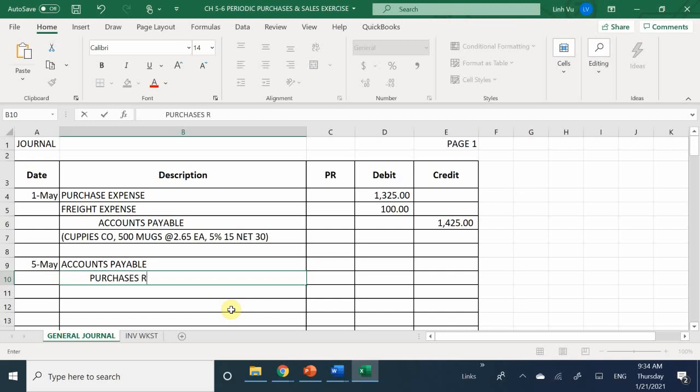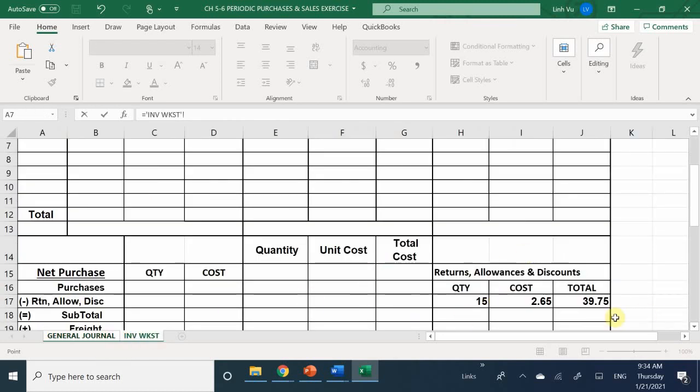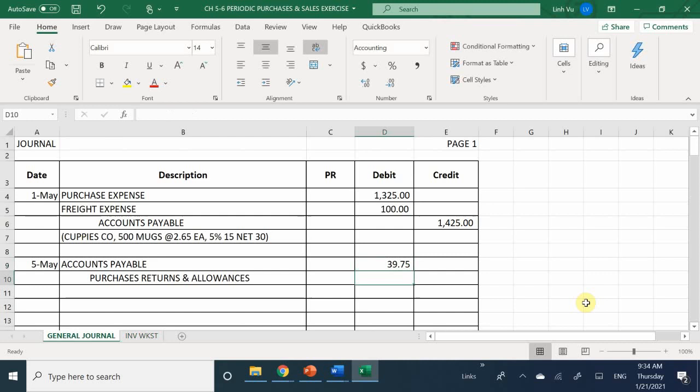Remember, a purchase returns and allowances is a contra account. If this is a contra account, what do we know? It's supposed to decrease our main account, which is our purchase expense. So in this case, it needs to flow in the opposite direction. We solved for it. It was $39.75. So let me grab that piece of information. $39.75 is what we're going to be refunded.